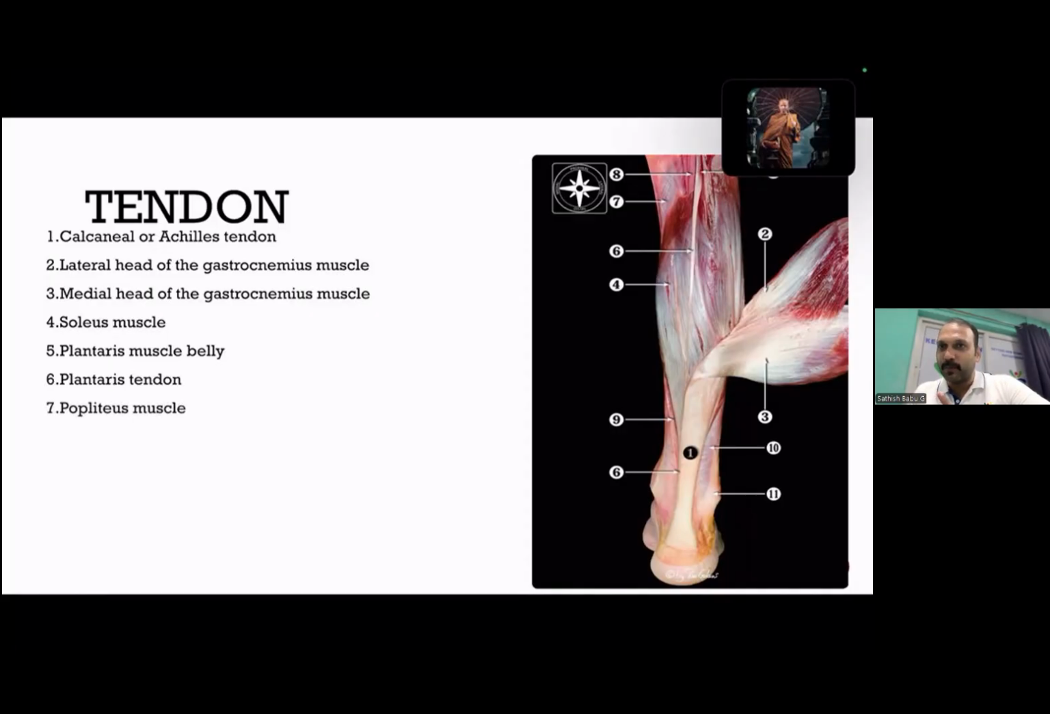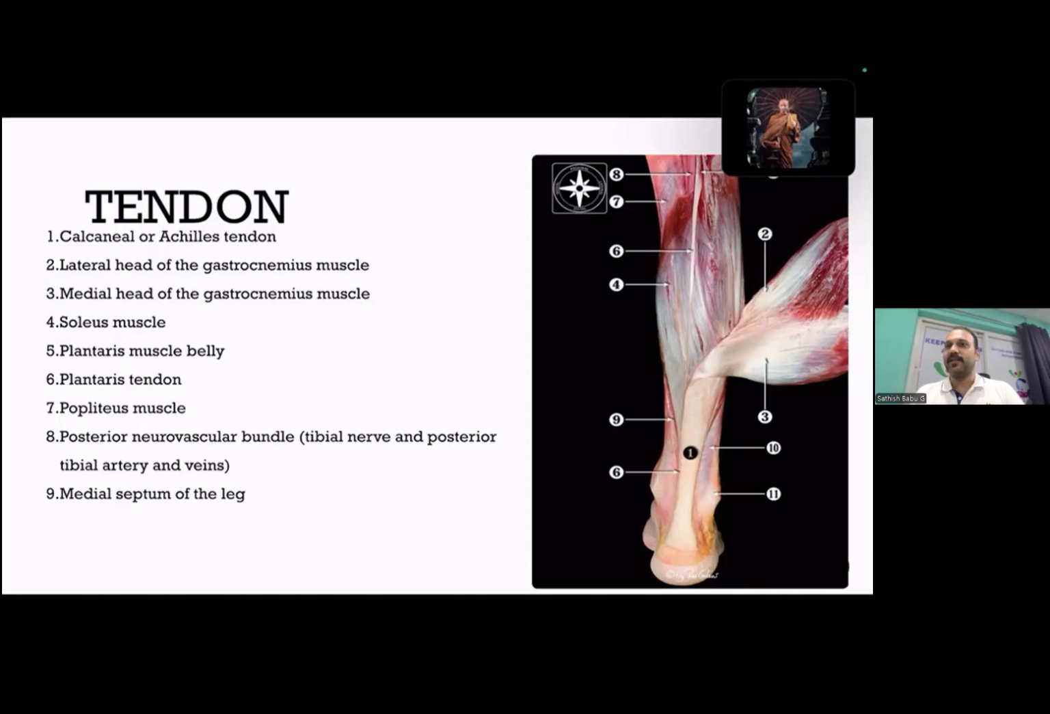Then you can see the popliteus muscle, seventh one. That's a diagonal muscle, which is also called the locking or unlocking muscle. And then you can see the posterior nerve bundle, which is the tibial nerve, the posterior tibial artery, and the veins present over there. And then you can see the medial septum of the leg.